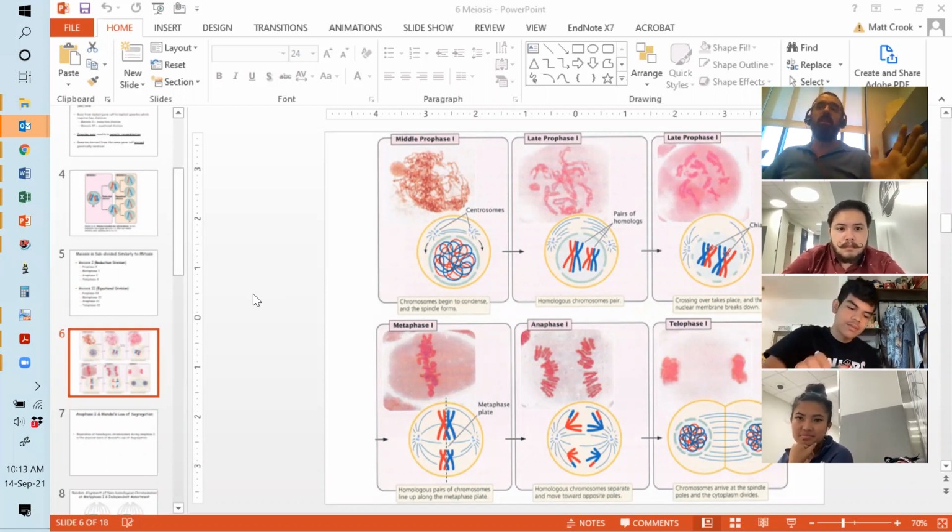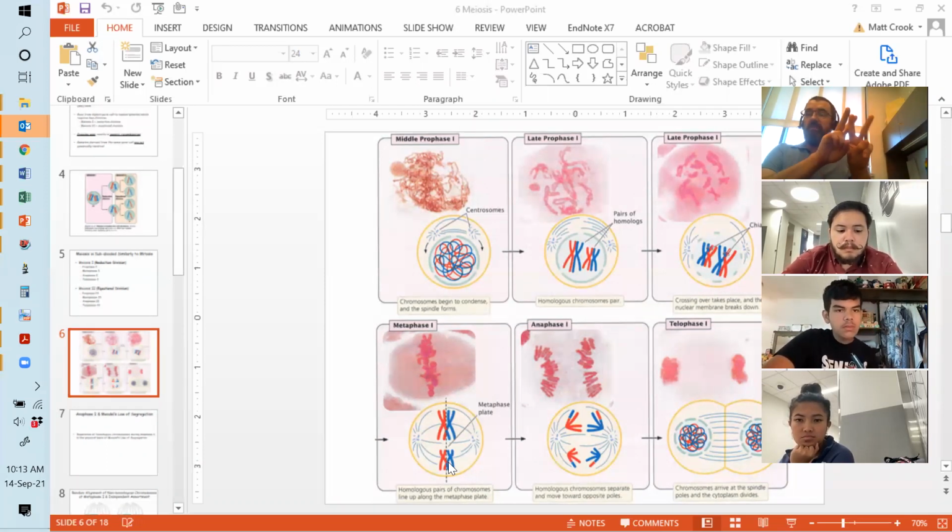So there's cohesin all the way along these sister chromatids. But we're going to be pulling apart the homologous chromosomes, which remember are stuck together by the bits of DNA that they've swapped. So we want to pull those apart, but not these. We want to pull the homologous chromosomes apart, but not the sister chromatids.